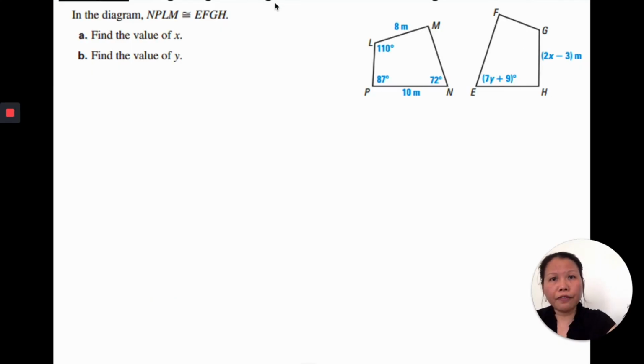Using congruent figures to solve for missing values. So this is the step up on problem solving with congruent figures. You can see we no longer have triangles. We could have any figures.